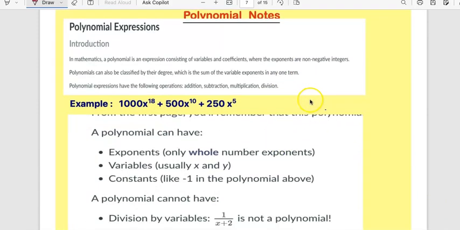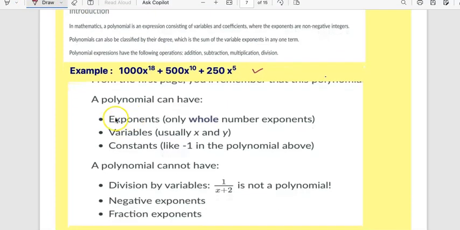Alright, so these are your notes for polynomials over here. I have already explained to you the definition of polynomial, so I will keep it simple. This is an example of a polynomial. A polynomial can have exponents. You can see these powers, only whole number exponents. This means you cannot have x to the power negative 25. Usually x and y with constants like negative 1 in the polynomial above. You can have this also, right?